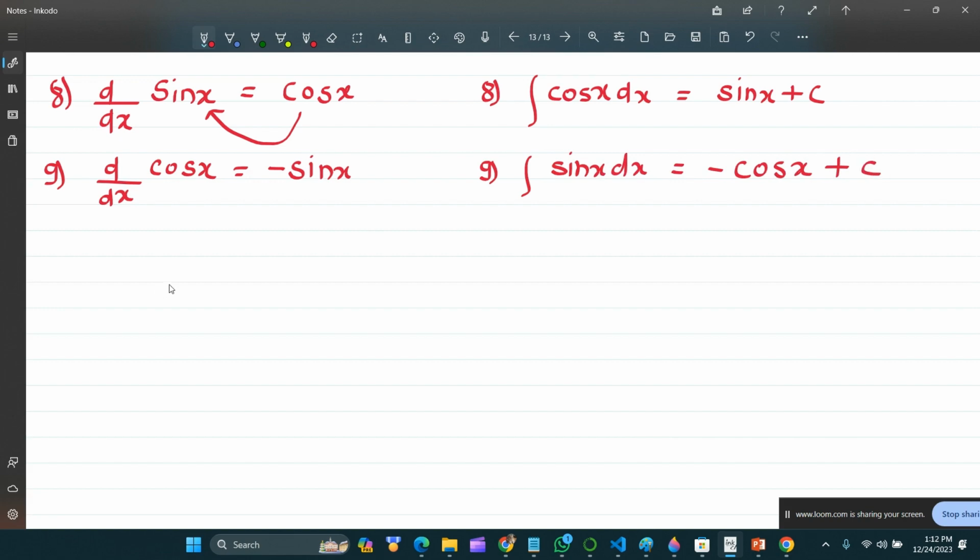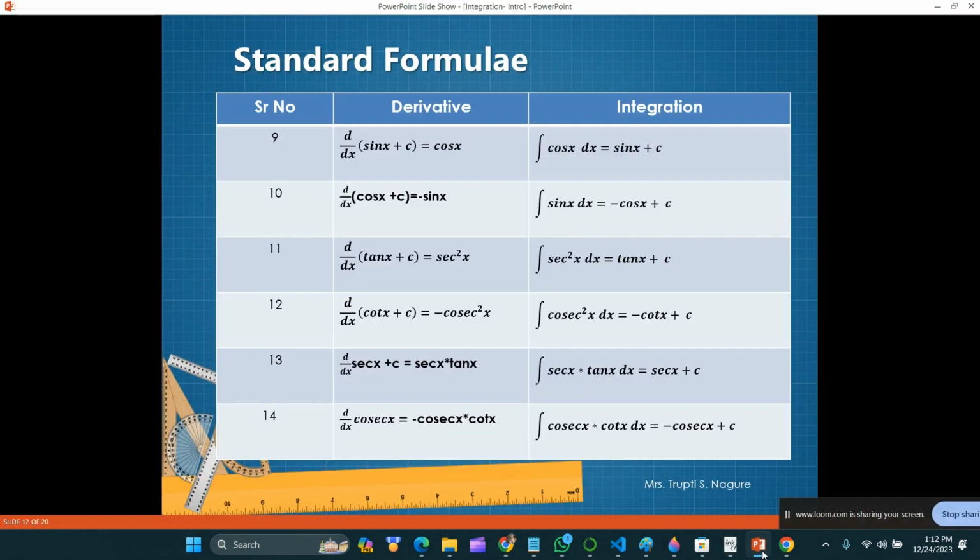In this way, you can see over here, the derivative of tan x is sec square x. So the integration of sec square x is tan x plus c. Similarly, the derivative of cot x is equal to minus cosec square x. Then the integration of cosec square x is minus cot x plus c.